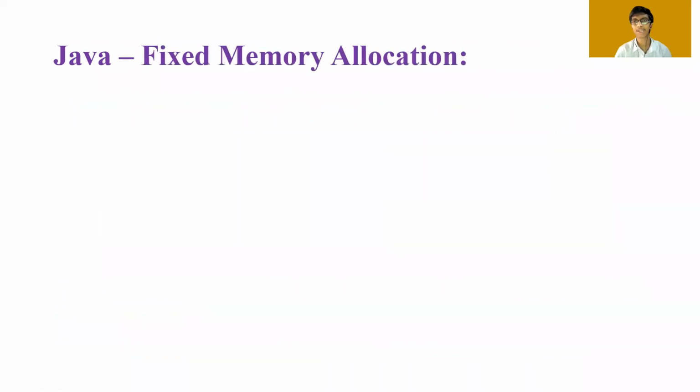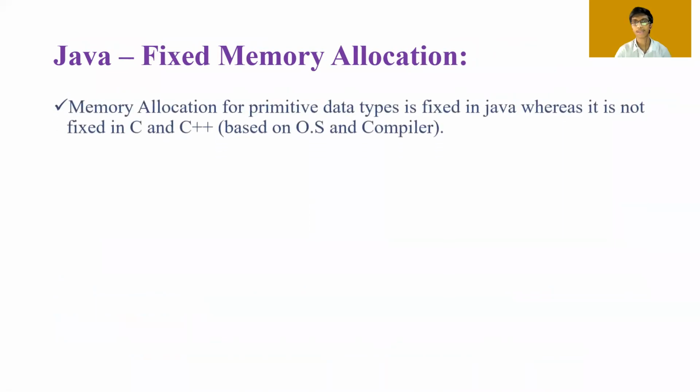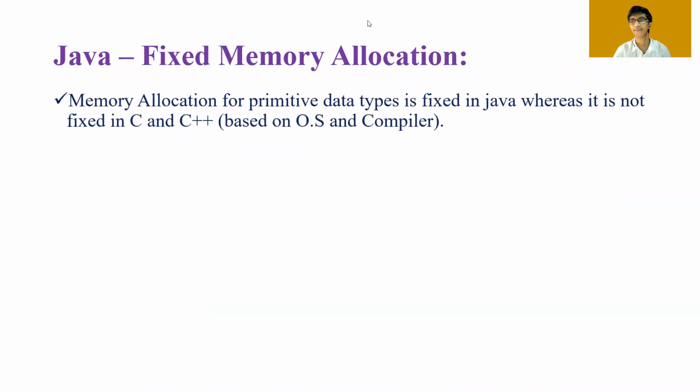Fixed memory allocation, right? Java supports fixed memory allocation, which means what? Observe here, Java is said to be an architecture neutral language, which means for the primitive data types, the memory allocation size will be fixed. But when compared to C and C++, the memory allocation would be variable. In C and C++, the memory allocation is based on the OS and compiler. It varies from platform to platform, whereas in Java, it does not vary from platform to platform. It is fixed. That's why we call Java a portable and architecture neutral language.